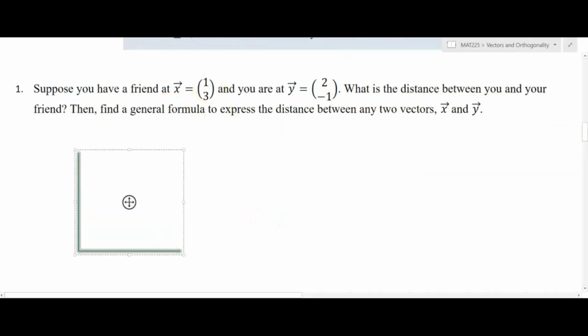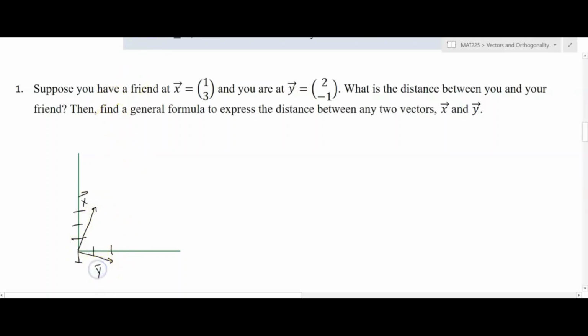So here is a representation of our 1, 3 vector. So 1, 1, 2, 3. There's the 1, 3 vector. There is x. And then y is the vector 2, negative 1. So 2 and then negative 1 unit down here. And we want to know how far apart are these two vectors.